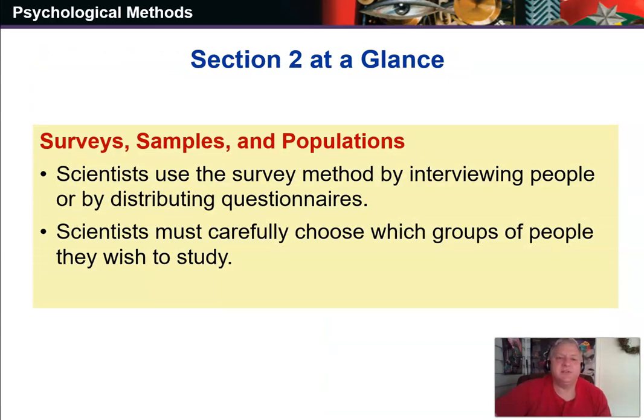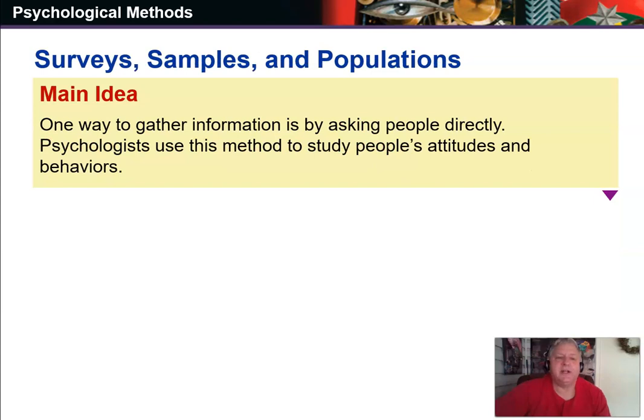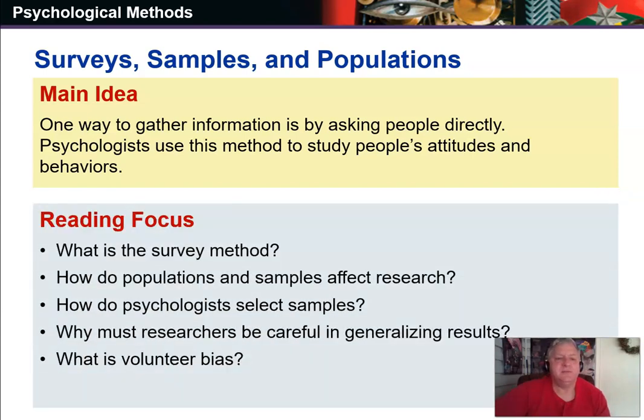Section 2. Scientists use the survey method by interviewing people or by distributing questionnaires. Scientists must carefully choose which groups of people they wish to study. Our main idea in this section is that one way to gather information is by asking people directly. Psychologists use this method to study people's attitudes and behaviors. So what is the survey method is what you should be focused on.